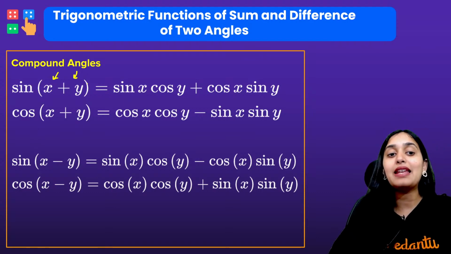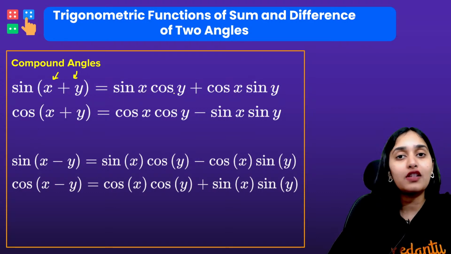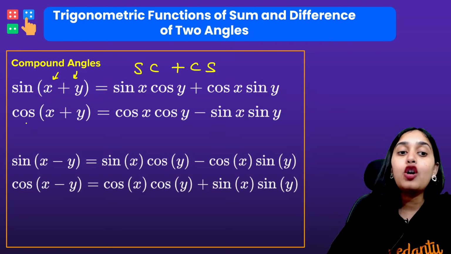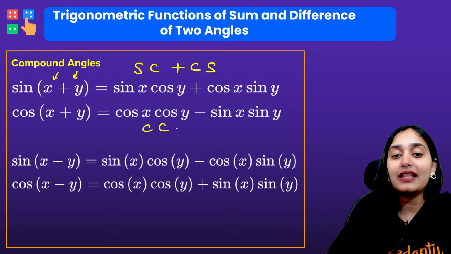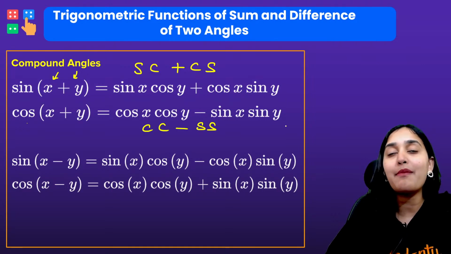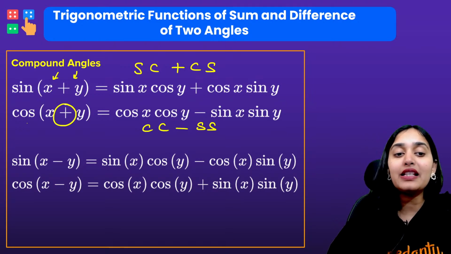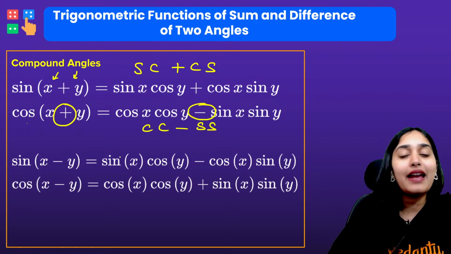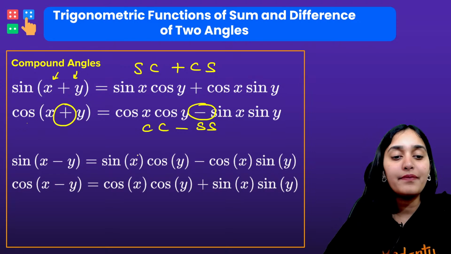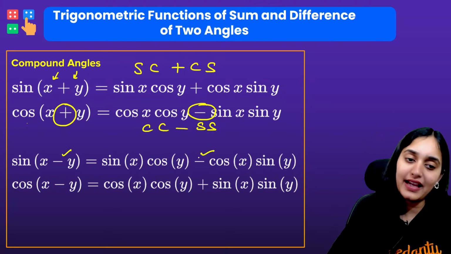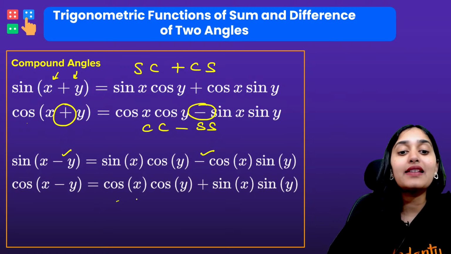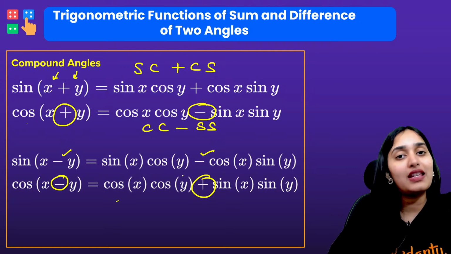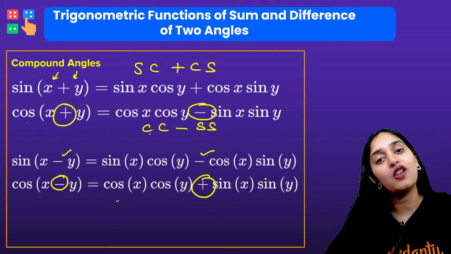We have the formula sine x plus y is sine x cos y plus cos x sine y, SC plus CS. Cos of x plus y is CC minus SS: cos x cos y minus sin x sin y. Remember, here it is plus, but here it is minus. Now, sin x minus y is sin x cos y minus cos x sin y. So, minus, minus. But cos x minus y is cos x cos y plus sin x sin y. So, in cos, the sign changes. In sin, the sign does not change.